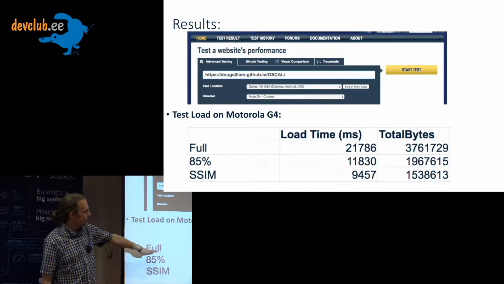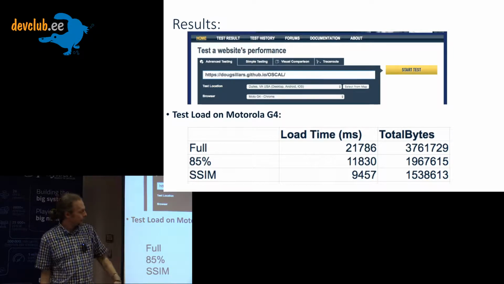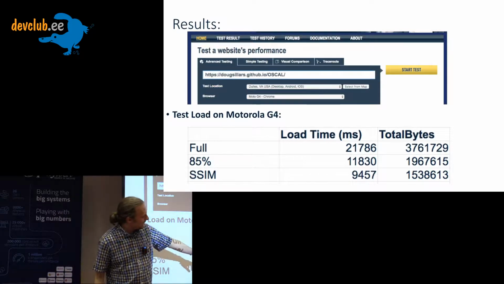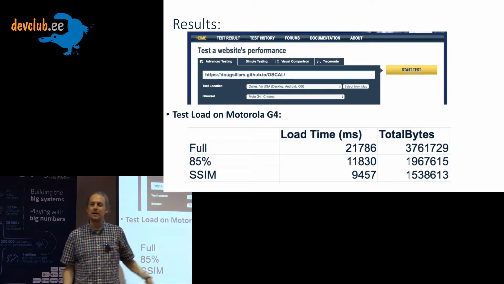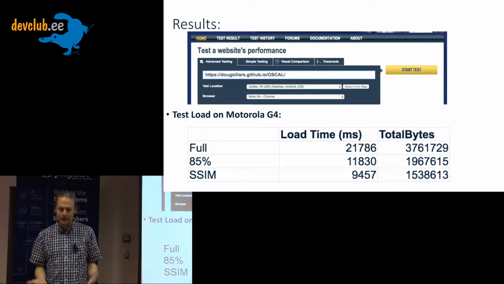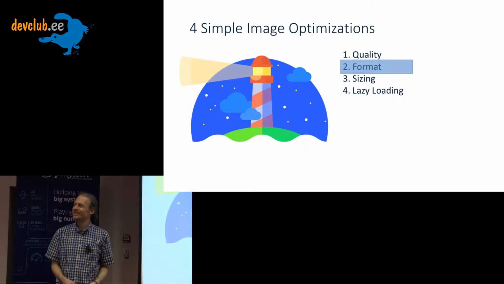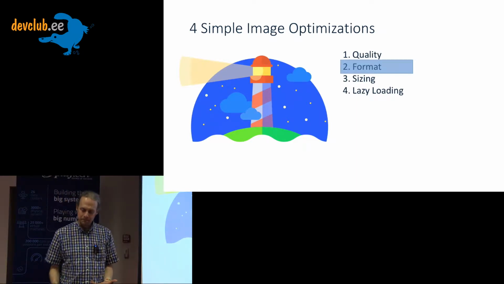The full-size image is 3.7 megabytes, takes almost 22 seconds to download. Structural similarity, I'm down to 9.5 seconds, 1.5 megabytes. But we're still going to go better, because 1.5 megabytes for an image is still too big. Luckily, I have 3 more optimizations. So we're going to go to format next.